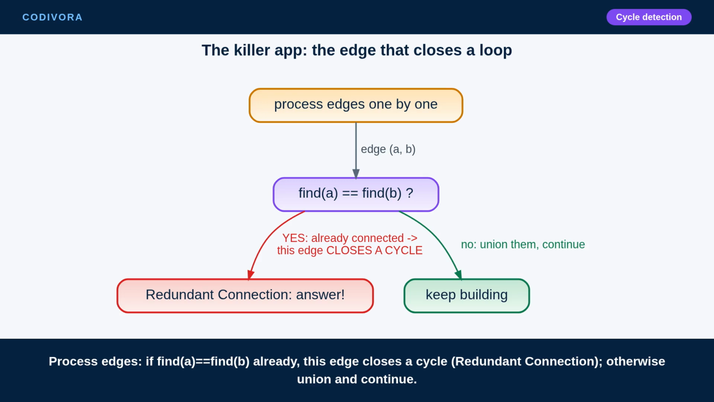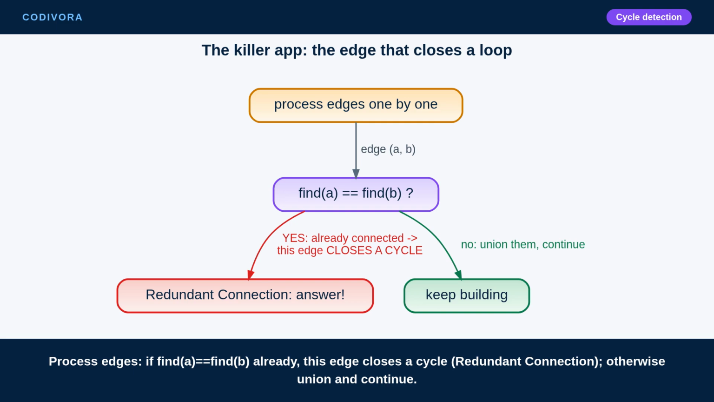The killer app: cycle detection in an undirected graph as edges stream in. Process each edge, and before merging, check: are its endpoints already connected? If yes, this edge is redundant. Adding it would close a cycle, and that's literally the answer to redundant connection. If no, union them and move on. This exact check is the heart of Kruskal's minimum spanning tree. Sort edges by weight. Take each unless it would form a cycle.